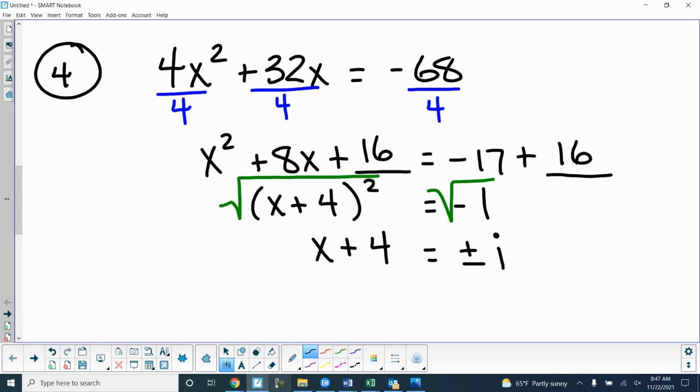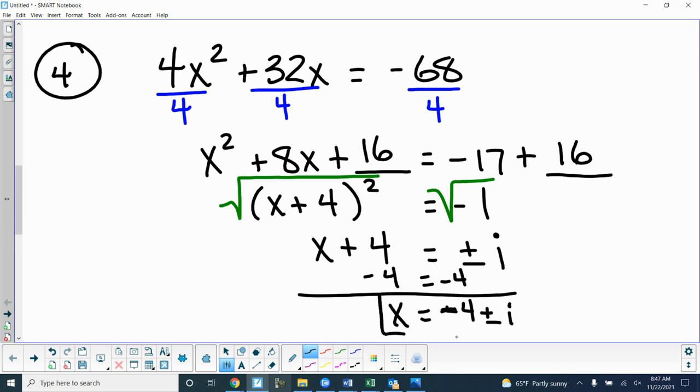I, yeah. We have learned that a while back, right? The square root of negative 1 is that imaginary unit, that i. So to finish up, I just subtract my 4 over. So we get x equals negative 4 plus or minus i. Any questions?